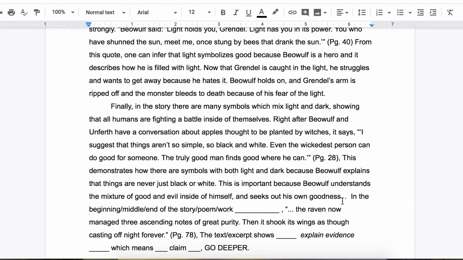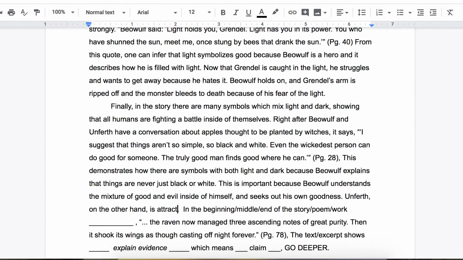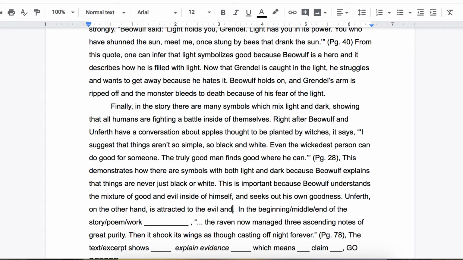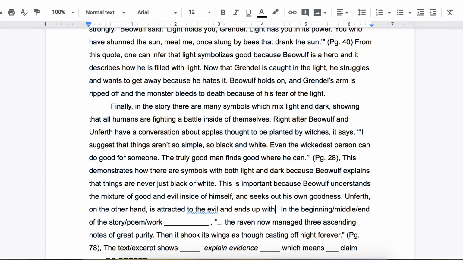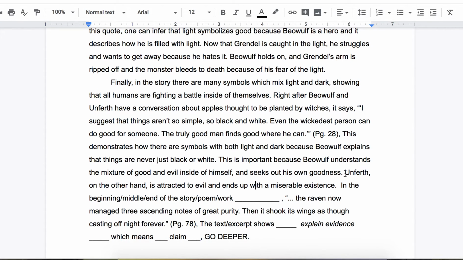Now, what's interesting about this is you've had one sentence of go deeper, but you could actually say another intelligent thing by comparing it to Unferth. Unferth, on the other hand, is attracted to the evil and ends up with a miserable existence. Okay? So if you can say something about this that continues to be on topic but adds more depth, I highly recommend doing it. All right.